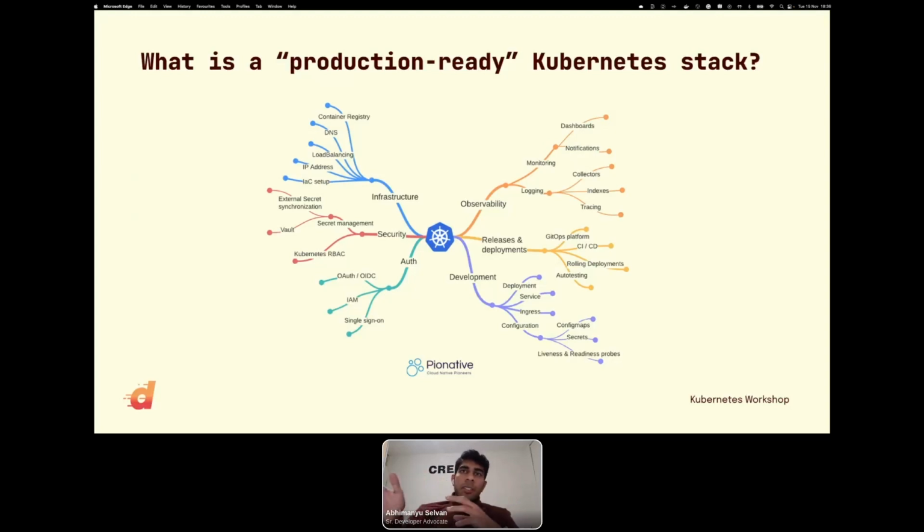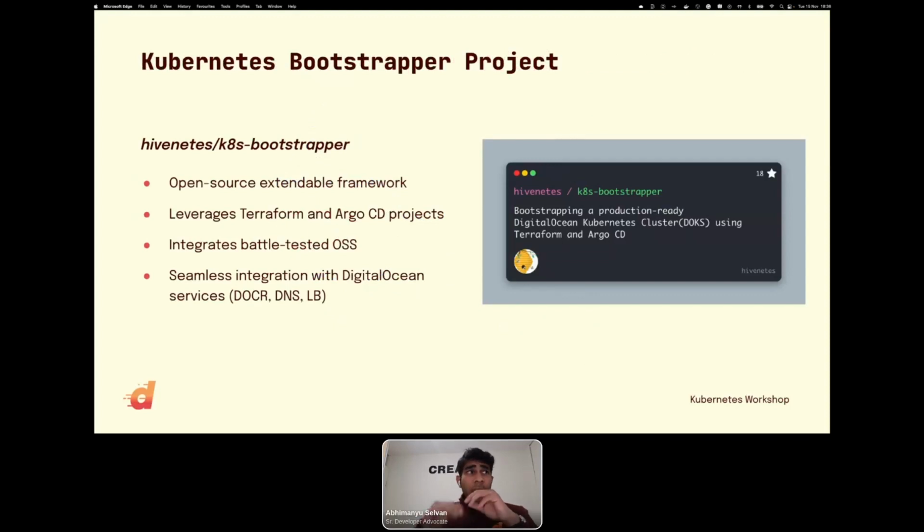So there are releases and deployments, and then there's the observability part, right? So you need to put this all together to get production ready. And that was the thought process behind building something called the Bootstrapper. So when I joined DO as a developer advocate, how do you advocate for a platform so generic as Kubernetes? You need to build use cases on top of that.